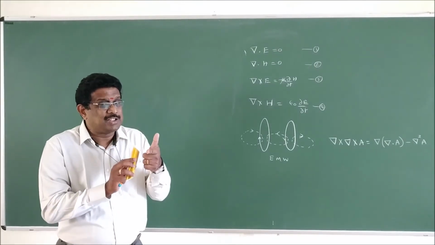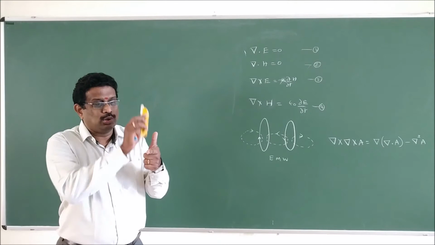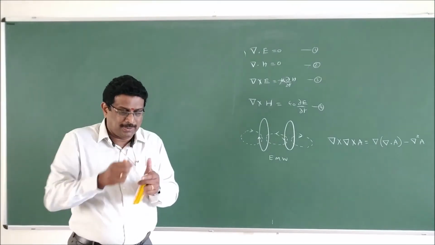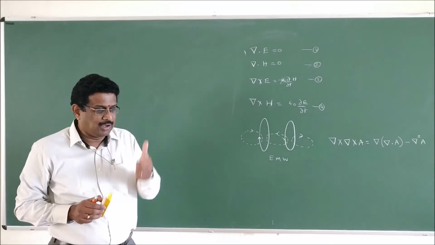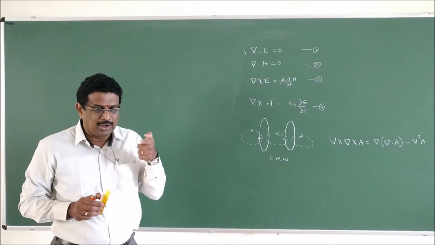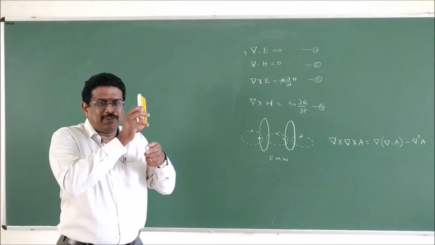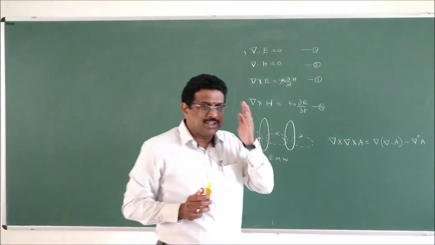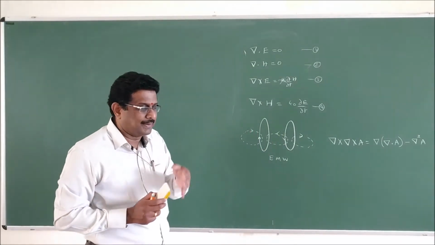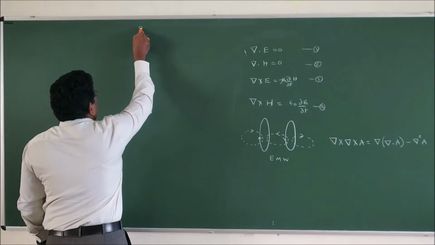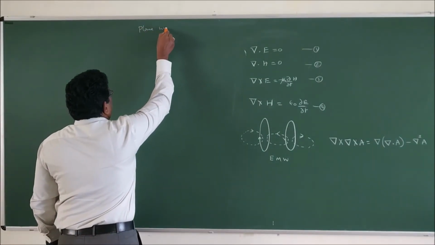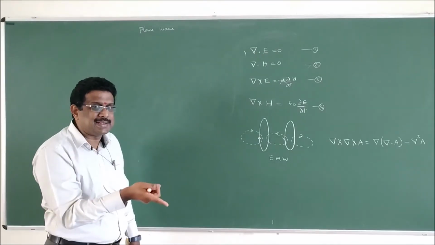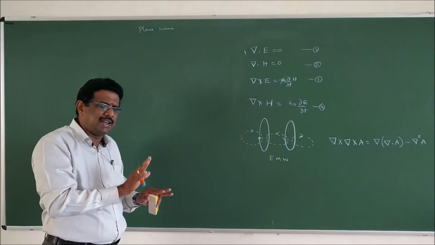To this plane, which contains x and y, perpendicular will be your wave propagation. If you have the electric field like this and the magnetic field like this, then both will propagate perpendicular to the plane. That is the reason we call it a plane wave. What does it mean, plane wave? The propagation is perpendicular to the plane, plane meaning a sheet, containing the electric field and magnetic field.